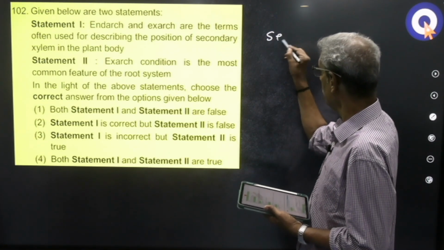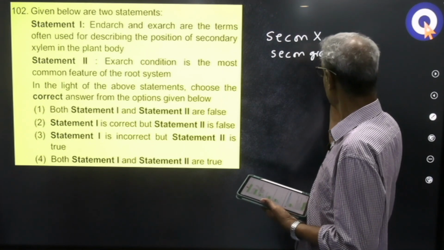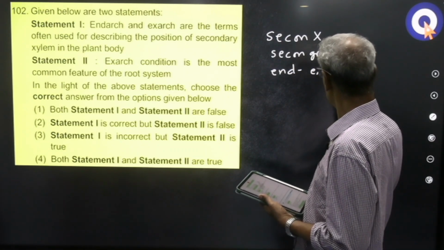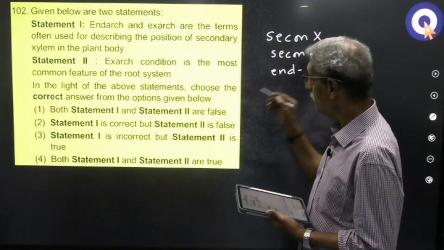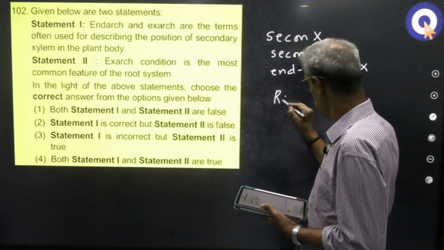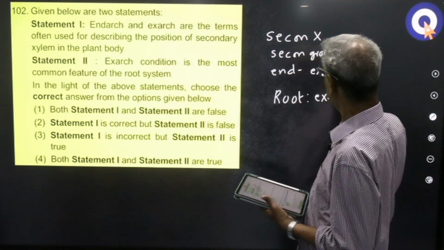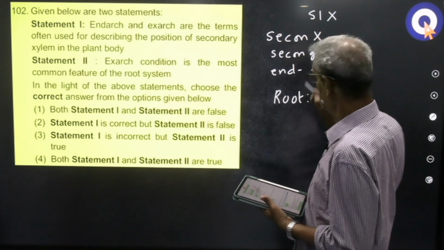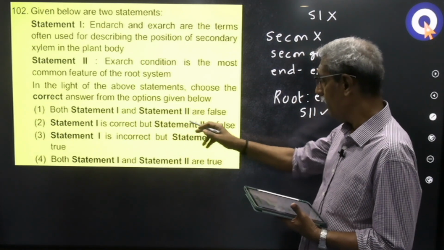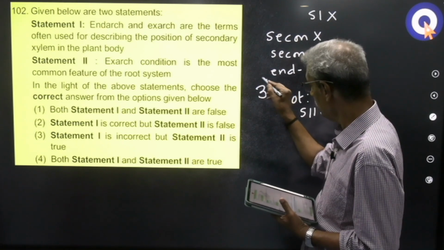Remember, when you're talking in terms of secondary xylem, we are dealing with secondary growth, and in secondary growth there is no mention of endarch and exarch. Statement number 2 says exarch condition is the most common feature of root systems. Whenever we deal with roots, they are always associated with an exarch condition. So statement number 1 is incorrect, but statement number 2 is true. So the correct option is 3.